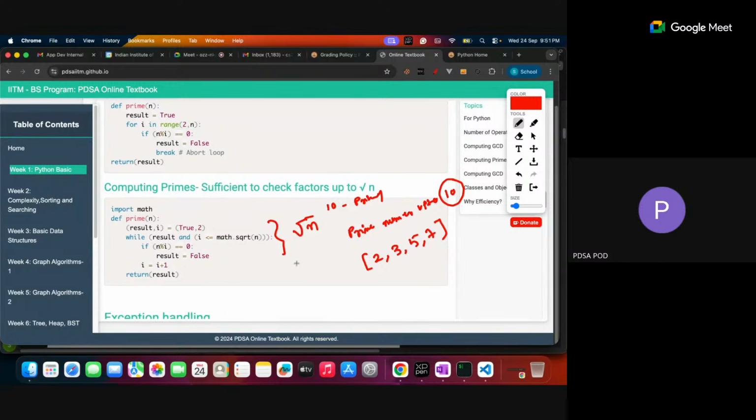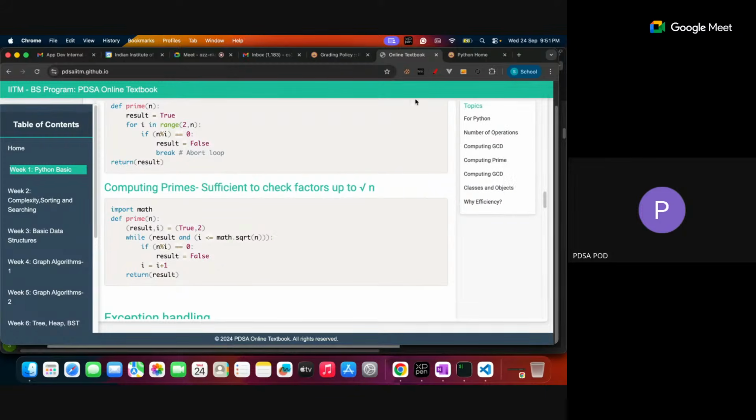Total complexity is n into root n. Correct. N into root n. Clear? Okay. Because the current function is considered as root n, if n times you are calling it for n number of prime numbers, so it is n into root n. But it is much better than n square, right? Up to this is clear?